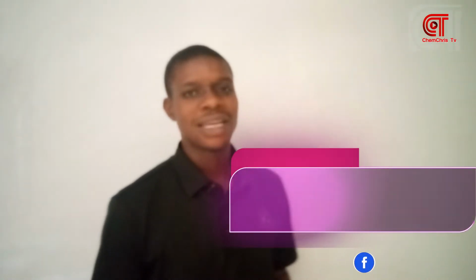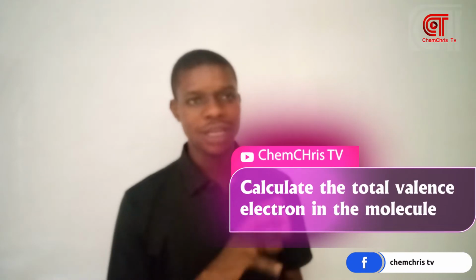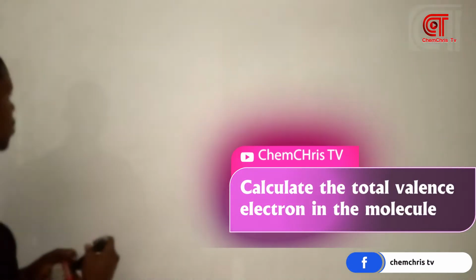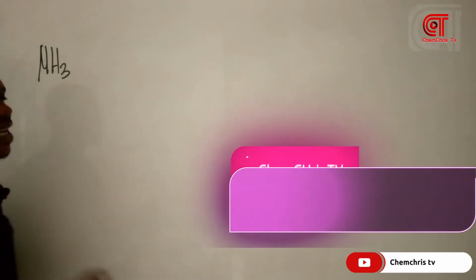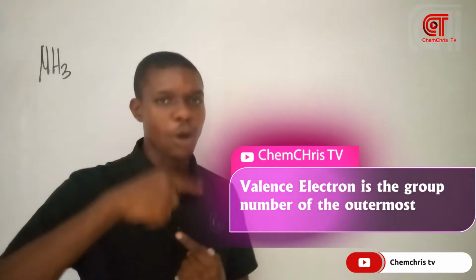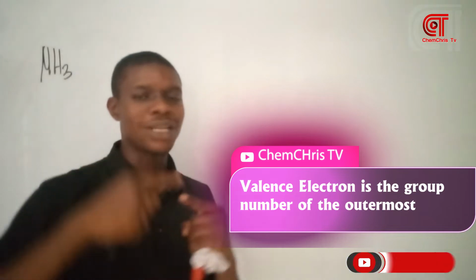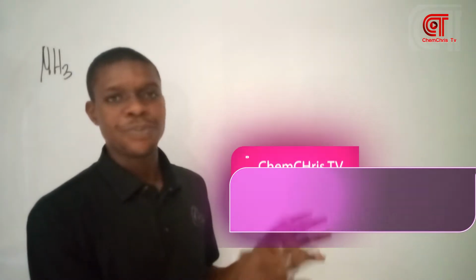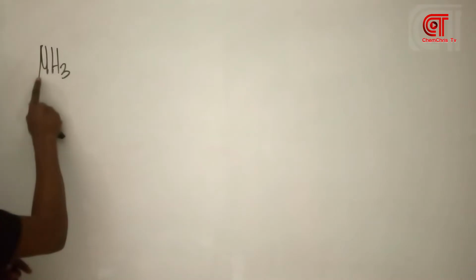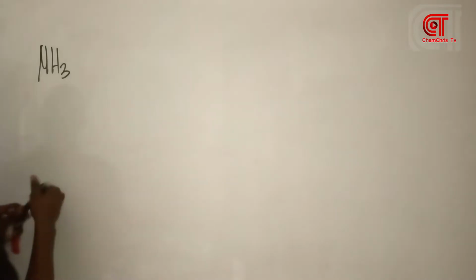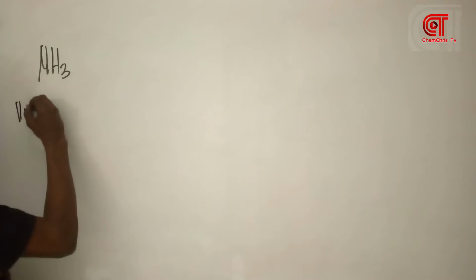So the first thing you want to do when it comes to Lewis structure, the first step is what? Calculate the total valence electron in the molecule. Now let's start with this one here. If you have something like NH3, how do you calculate the valence electron? Remember, I told you that valence electron is the group number, right? The group number or the atom's electron. Each element in the periodic table has its own group, and that group means the valence electron. So here we have nitrogen and hydrogen. What is the valence electron for the molecule?